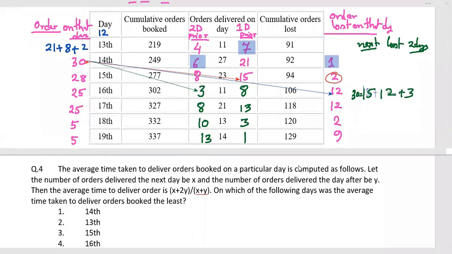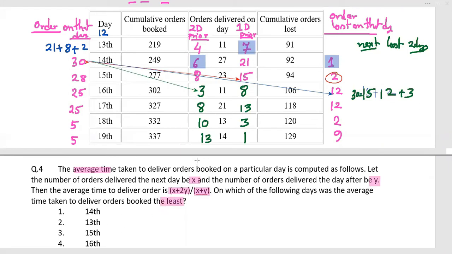Now our question number 4. The average time taken to deliver orders booked on a particular day is computed as follows. Average time taken. This is a new term. Let the number of orders delivered the next day be X. The number of orders delivered the day after is Y. That means 2 days after delivery. Then the average time to deliver order is X plus 2Y divided by X plus Y. On which of the following days was the average time taken to deliver orders booked the least?